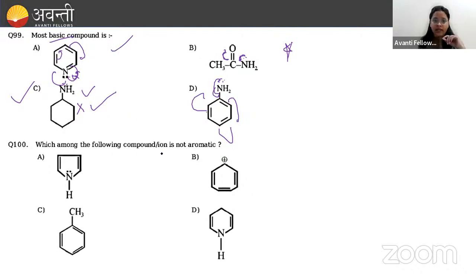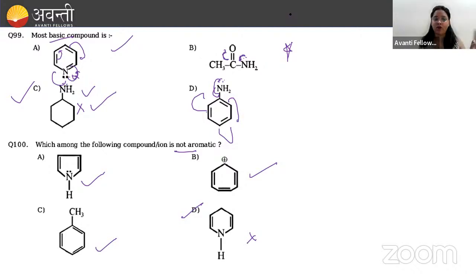Next, which among the following ions is not aromatic. So here, which one is not aromatic? This is aromatic, right? This is again aromatic, this is also aromatic, right? But here complete conjugation is not happening, that's why this molecule is not aromatic, right everyone? Any doubts about this?